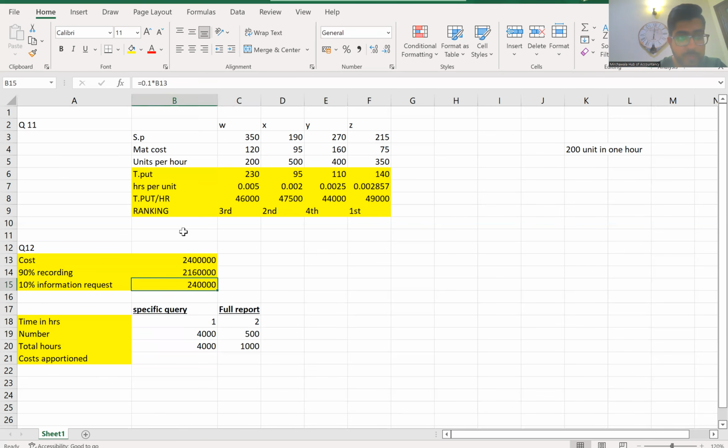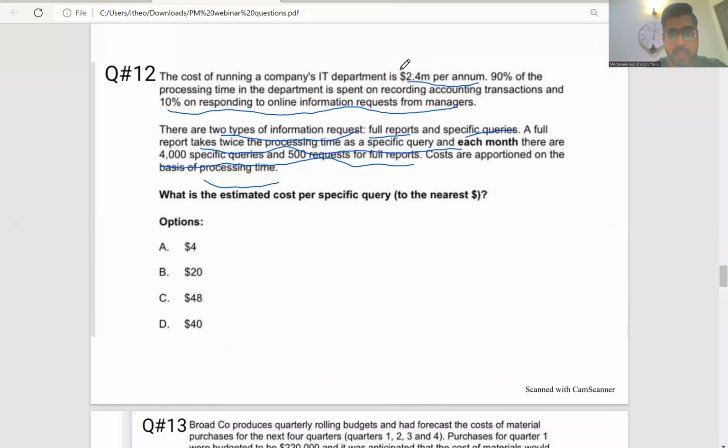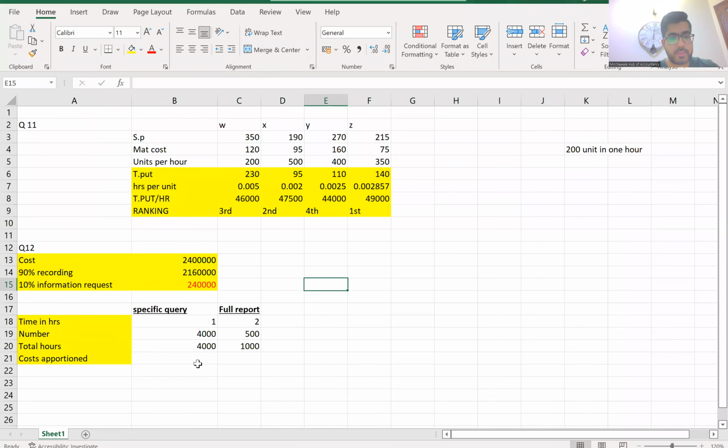Okay. Why? You don't apportion the whole 2.4 million, only 240,000. Why? The cost of running the company's IT department is 2.4 million per annum. 90% is spent on recording transactions and 10% on online requests. And there are two types of information requests, so you will only apportion the cost of information requests.